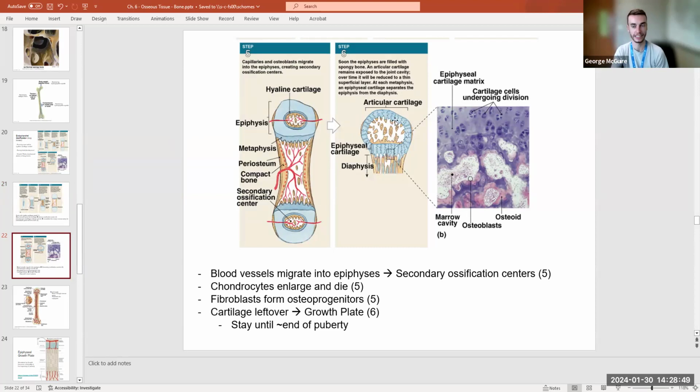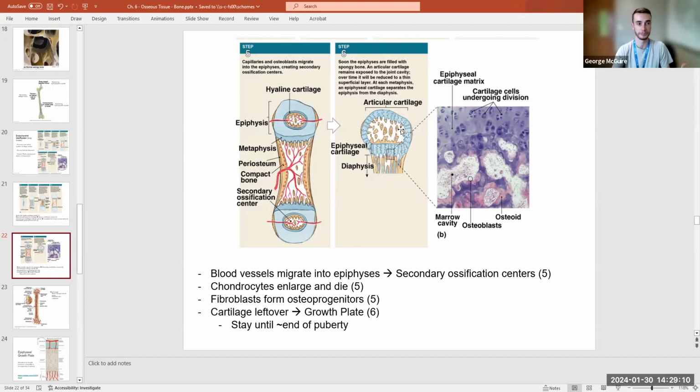Osteoclasts will start to help break down all the chondrocytes that were enlarging and dying, and then we can start replacing it with bone from the osteoblasts, replace it with hydroxyapatite crystals and collagen fibers. And so in this way, we have now developed a bone. Okay, so this would be during fetal development.